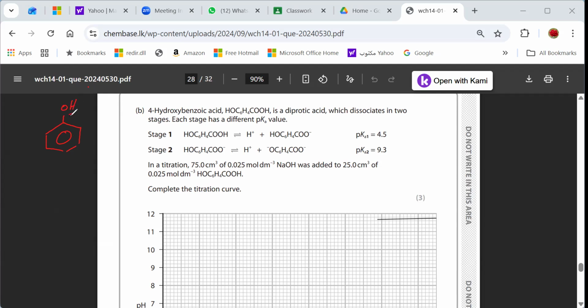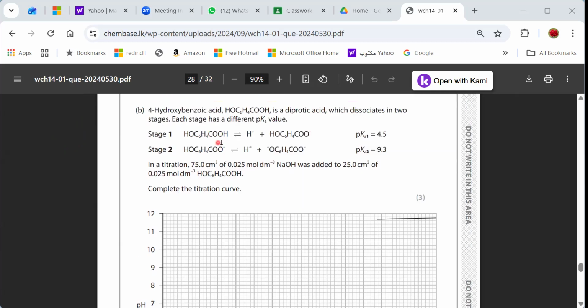So in the phenol, the hydrogen ion is slightly acidic. It's not an alcohol. In the alcohol, the hydrogen does not get out. The alcohols are neutral. But phenols, the C6H4 is a phenol. So it is bonded to a carboxylic group. And so we know that the hydrogen in the carboxylic group is acidic. And here, because it's a phenol, also this is acidic. So that's why we have two protons. And they say that it is a diprotic acid, which dissociates in two stages. Each stage has a different pKa value, okay?